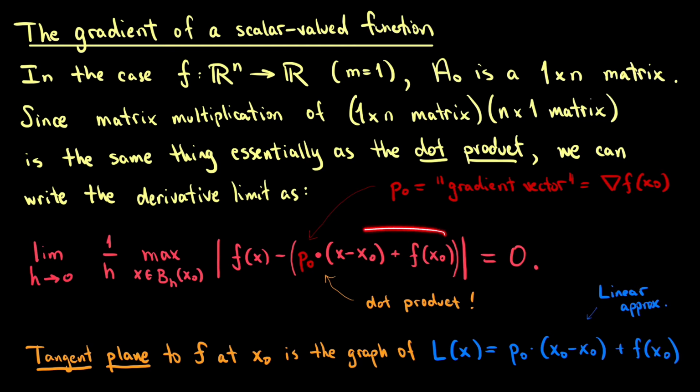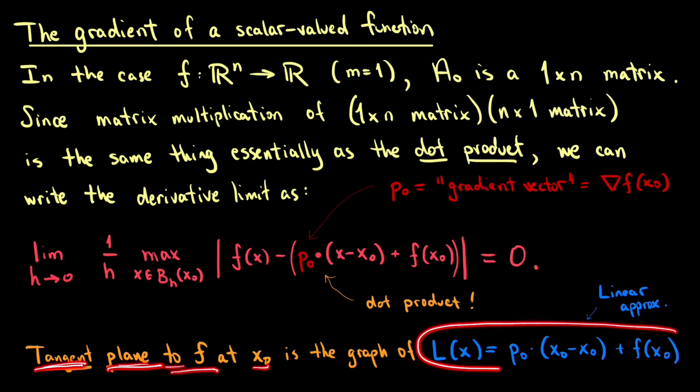Okay, and you'll recognize this because it's scalar valued as the equation of a plane. The graph of this function will be a plane in dimension n plus 1. Okay, and that's why we speak of the tangent plane to a scalar valued function. The tangent plane to f at x naught is the graph of the linear approximation. This function in blue is called the linear approximation.